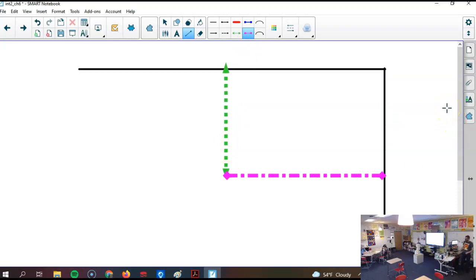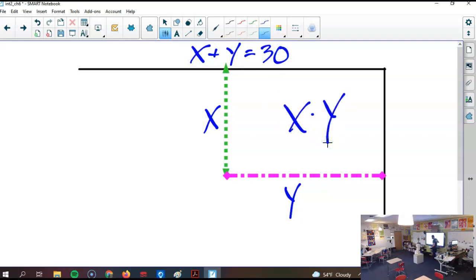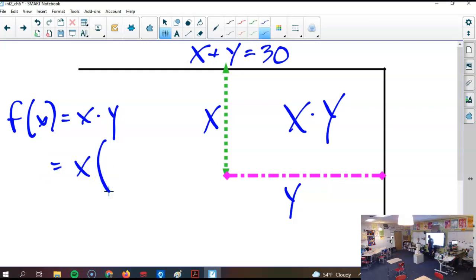So let's go back to the situation with the 30 meters, and we're about to run out of time, so don't worry. You're about to actually get to do work in class. x, y, and if x plus y equals 30, I bet we can do this really fast. And x times y better equal more than 30. So f of x is x times y, but then we can replace the y with 30 minus x. And then that's the same equation as the square one.